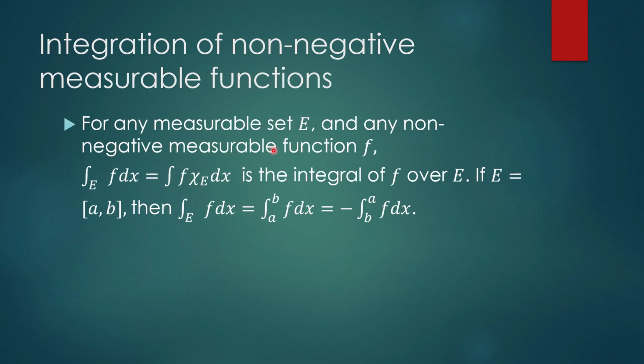For any measurable set E and any non-negative measurable function f, we want to find the integration of the function f over the set E. How do you define that? The integration of the function f over the set E is exactly equal to the integration of the product of the function f and chi E, the characteristic function. So that is the integral of f over E. If E is equal to the closed interval [a, b], then the integration over E of f dx is exactly equal to the integral from a to b of f dx, and that is exactly equal to minus the integral from b to a of f dx.